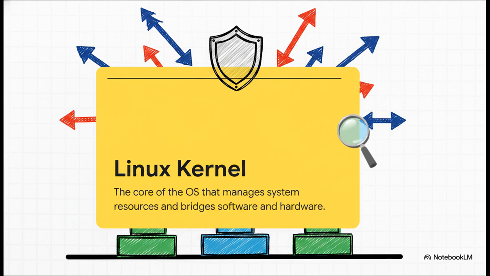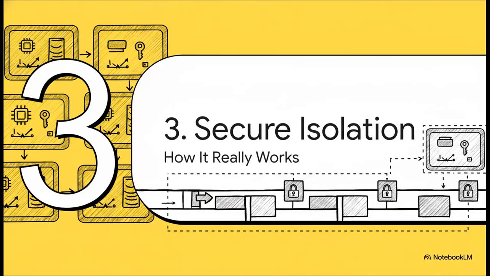You can think of the kernel as the brain of the operating system. It's the ultimate traffic cop, managing all the system's resources, the CPU, the memory, all the hardware. It's the fundamental layer that software talks to, and it's the foundation upon which Docker builds its entire world of containers. So the big question is, how does Docker actually use the kernel to create these perfectly isolated little boxes? This is where we get into the really cool technical details.